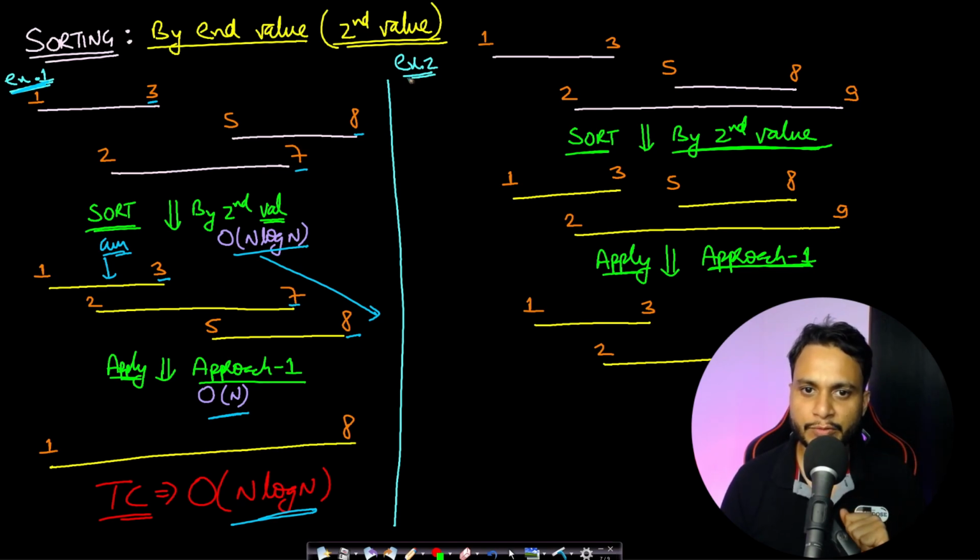But let's try to take a counter example. In example 2, I have taken 1 to 3, 5 to 8 and 2 to 9. If you sort by the second value, then you will get 1 to 3, 5 to 8 and 2 to 9.